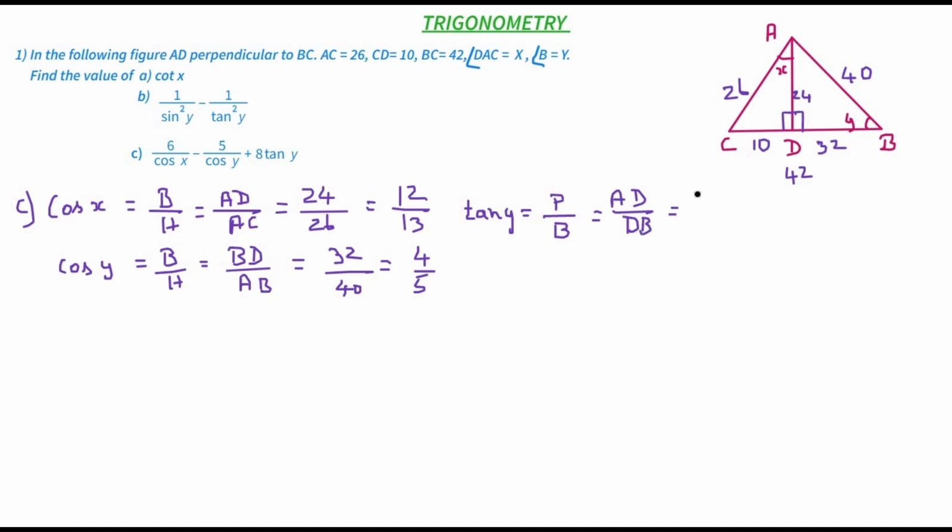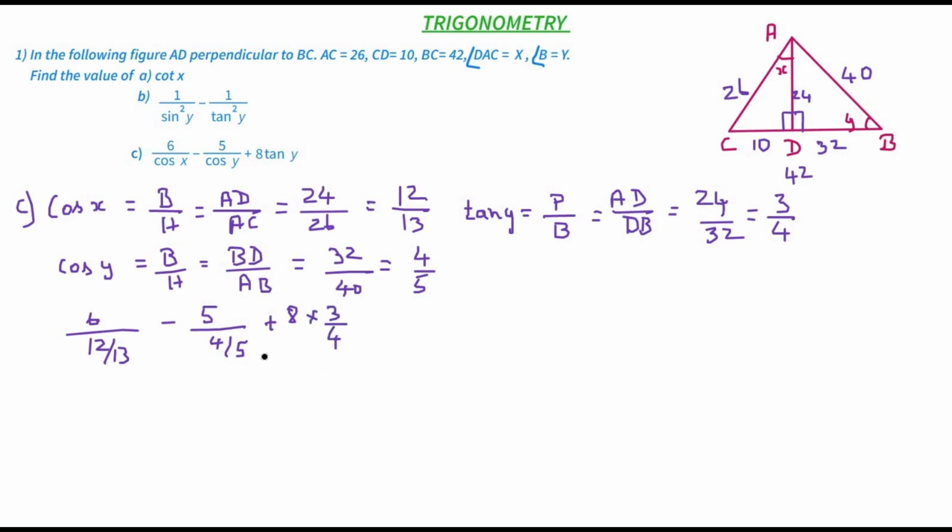So same thing we will get. So what is our AD? 24 by 32. So 24 by 32 can be further reduced. Both are divisible in 8 table, right? So this will be 3 by 4. Now we have got the value of tan. Tan y is 3 by 4. So now we have to find the value of all this thing. So I'm not going to write the question since we have very less space. So it is 6 by cos x. What is our cos x? 12 by 13. I will directly write the answers. Minus 5 by cos y. What is our cos y? 4 by 5. So cos y is 4 by 5. Plus 8 tan y is 3 by 4.